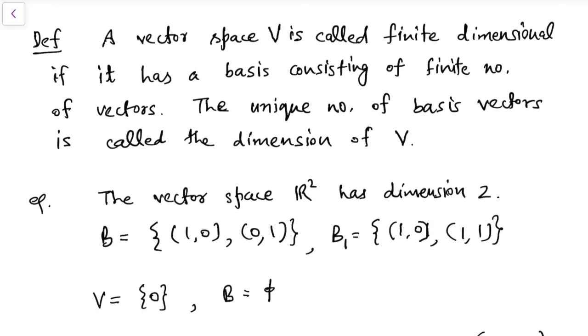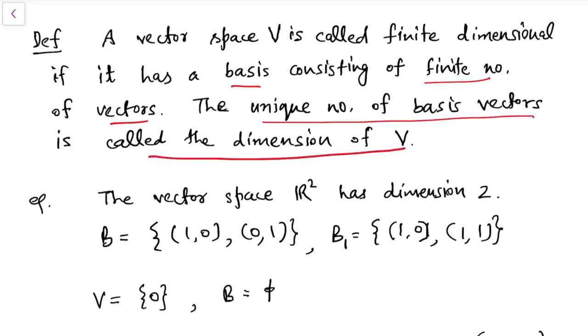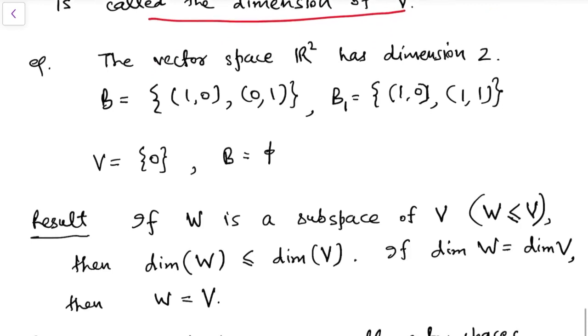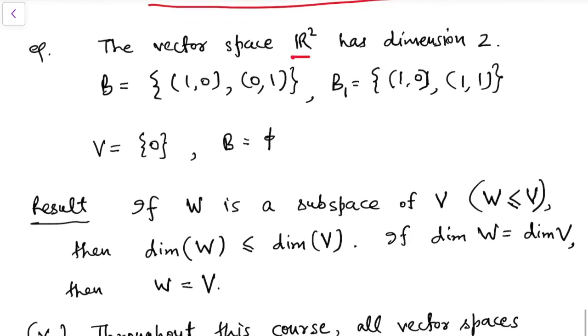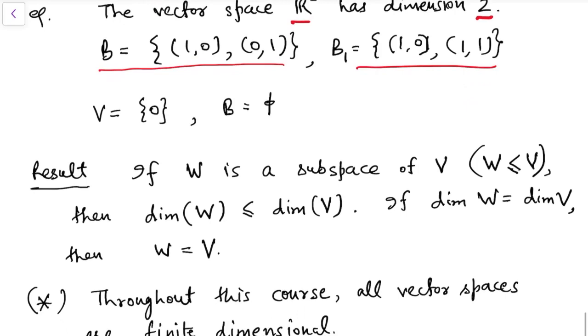We call a vector space finite dimensional if it has a basis consisting of a finite number of vectors. This unique number of basis vectors is called the dimension of V. For example, the vector space R square has dimension 2. This is its basis. This is another basis. If V is the 0 vector space consisting of only the 0 vector, then for its basis we take the empty set.